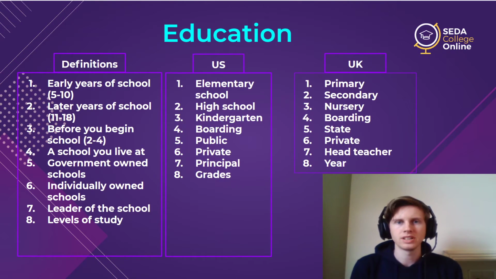So let's do some pronunciation for them all. So I'll say all the words, you repeat after me. So number 1, elementary, elementary. High school, high school. Kindergarten, kindergarten. This word, English took from German. So this is actually a German word, so that's why it's very big. Kindergarten.